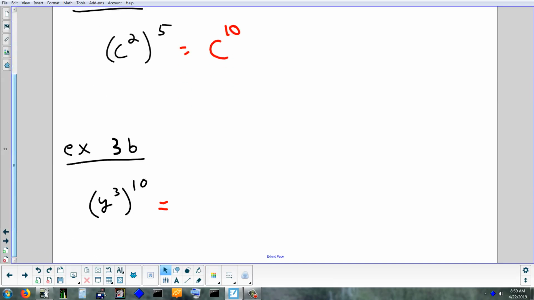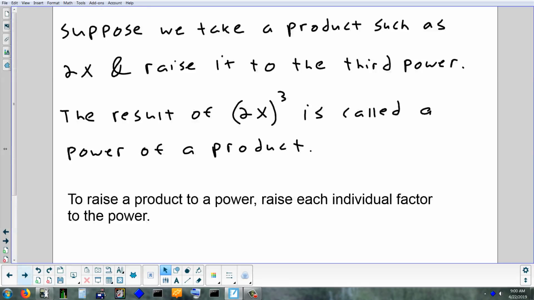What am I going to get for this one? Y to the 3rd raised to the 10th power. So up here, we did 2 times 5 and we got 10, right? So what's this one going to be? 30, right? Again, for this rule, guys, it doesn't really matter what the bases are. The bases can be different because we're just going to multiply that number each time. All right? It'll make a little more sense when we do these next ones.